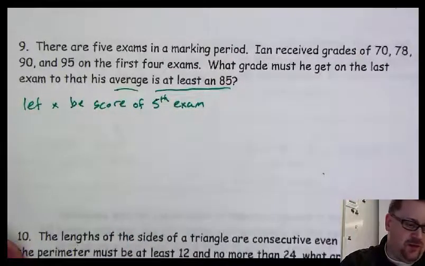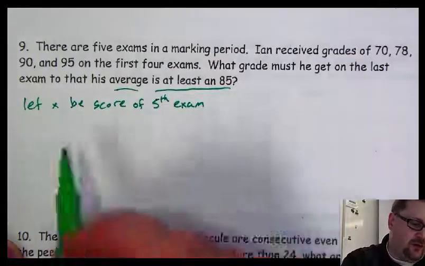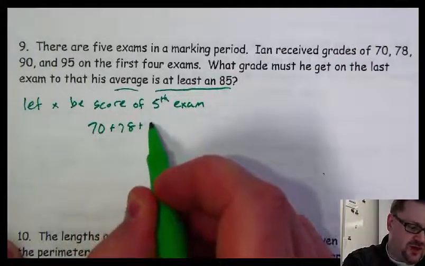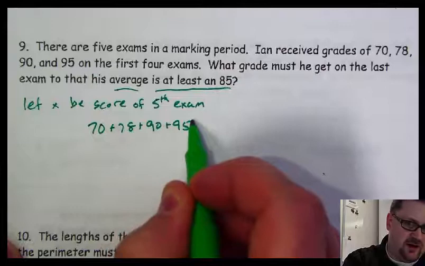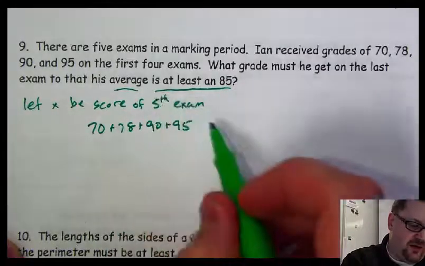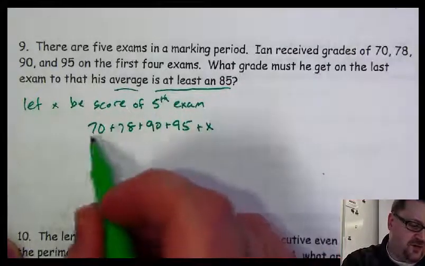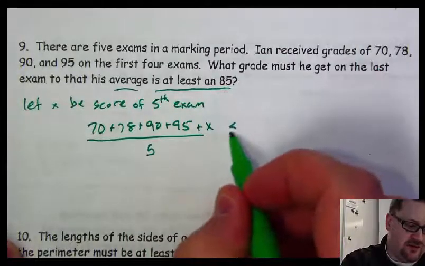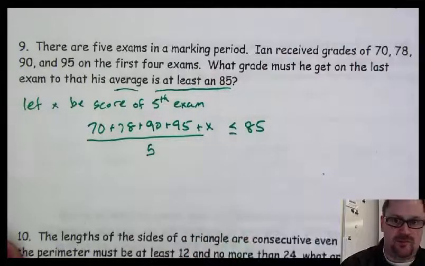Okay, and then we write our inequality. Well, if we know that average is adding everything up, so I'll do 70 plus 78 plus 90 plus 95, and then we have this last one, so that's plus X, and we would divide everything by 5 for the 5 exams. We want his average to be at least an 85.